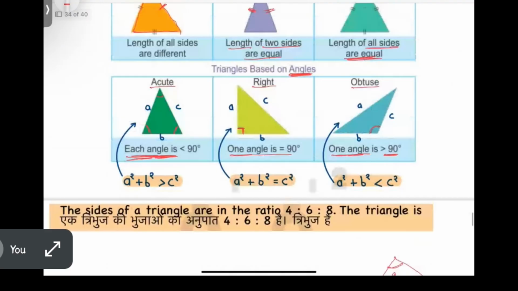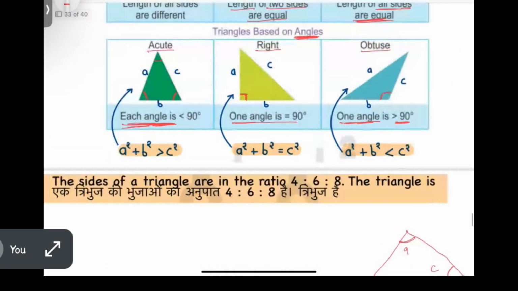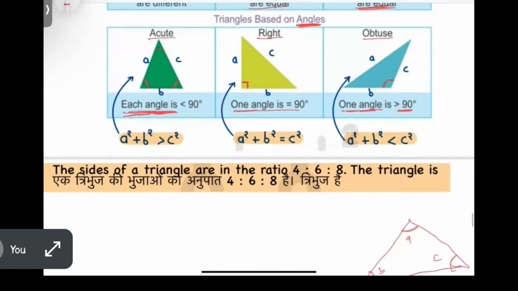Now, with that in mind, I'll tell you some ideas regarding how we determine what type of triangle it is in terms of angles. It can be an acute angle triangle, a right angle triangle, or an obtuse angle triangle. This one is the most common we use: a square plus b square is equal to c square. We call it the Pythagoras theorem. So this one I don't need to discuss.